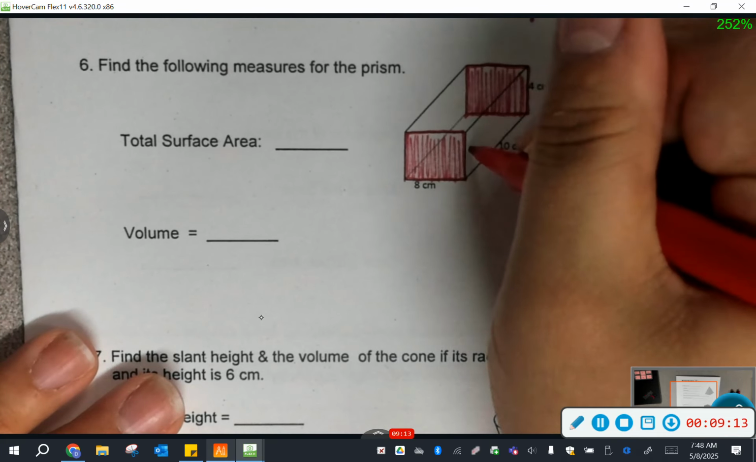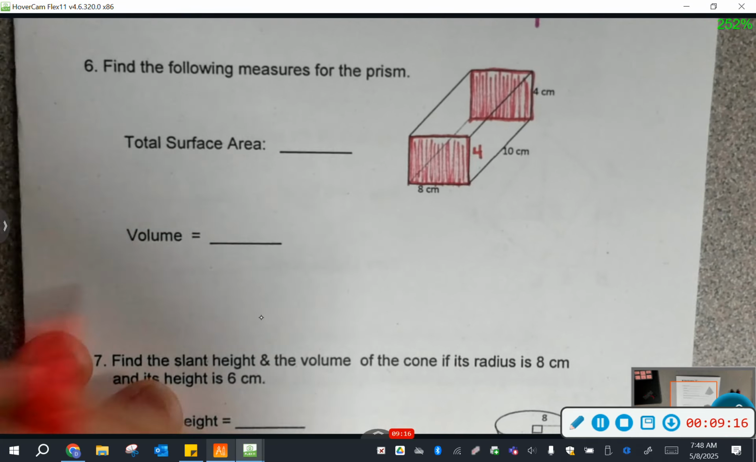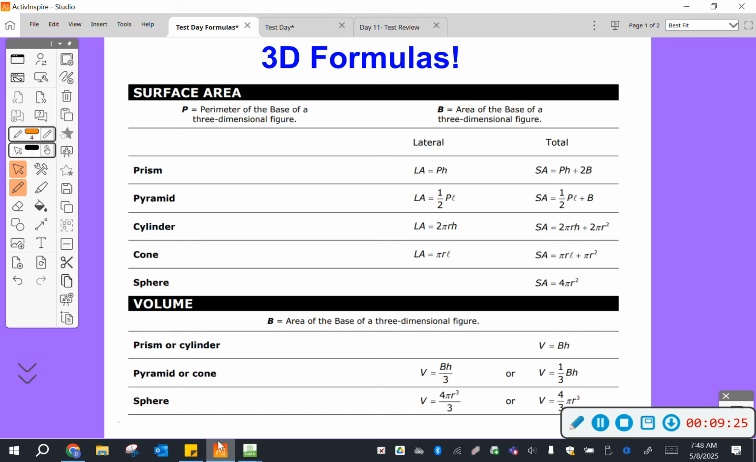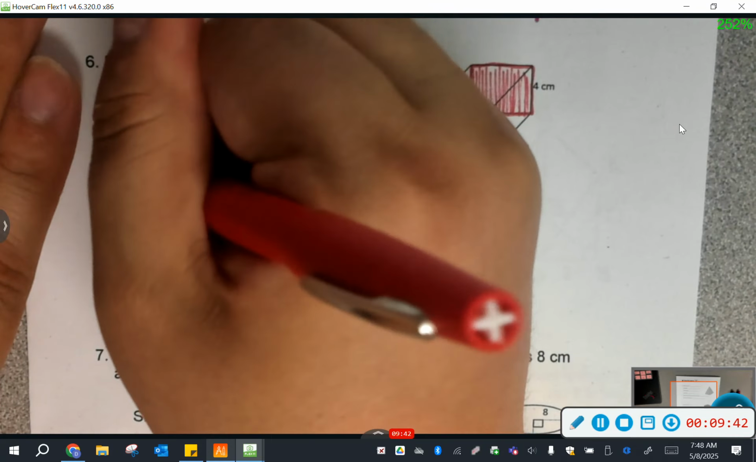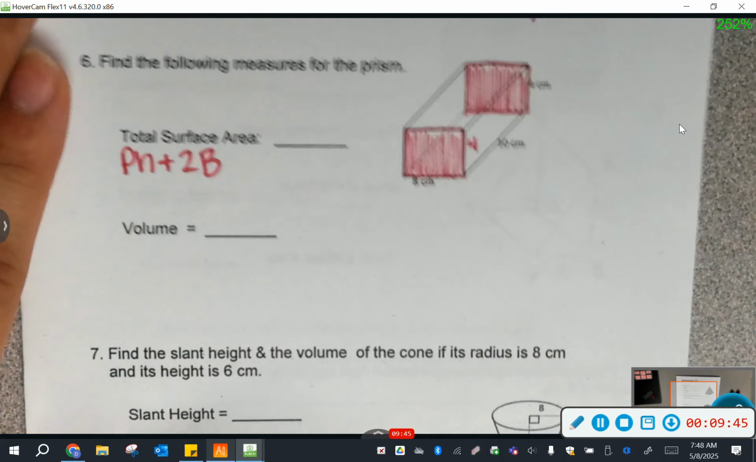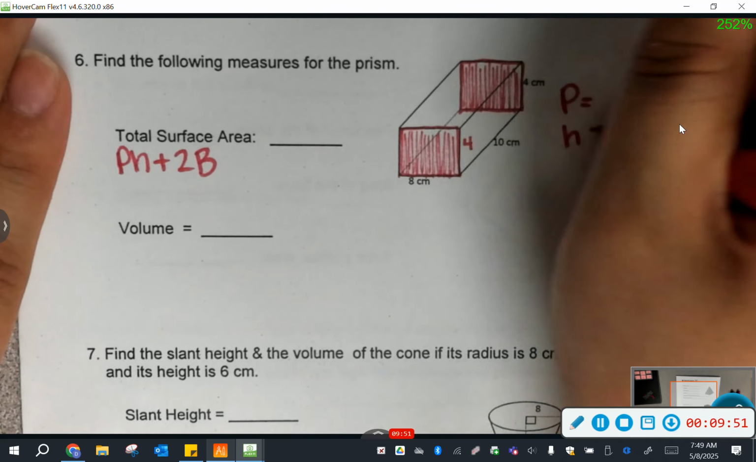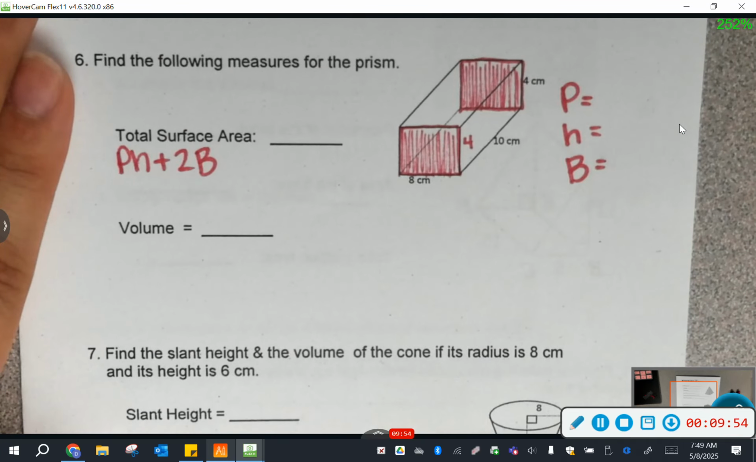And so do you agree this is 4 right here? Well, if I look at my formula chart, y'all will be looking at this formula chart right here. What shape is that? So, number 6 is a prism, and it asked me for what of that prism? Total surface area. So I'm going to use pH plus 2b. Before I can answer this, I need to find P, H, and B.